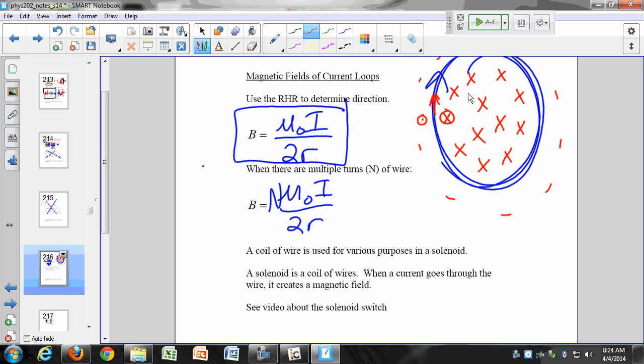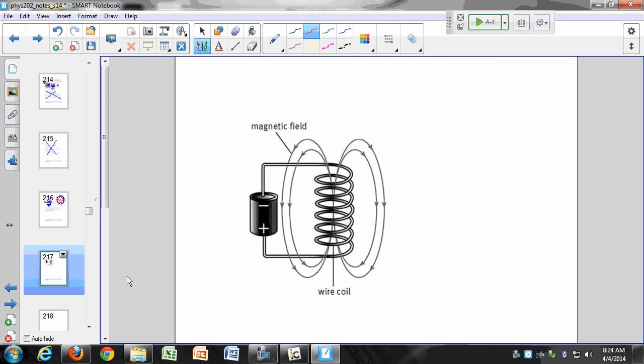We use this for a solenoid switch, the idea of a current loop. Next time we'll watch a video, but let me just show you a picture right quick. In a solenoid, you just have a current running through a coil, and in a solenoid switch, you'll put a little magnet or a piece of steel inside that coil of wire, and when you turn on the magnetic field, it will cause this piece of magnet to either go out or it'll pull it back in. Next time we'll watch a little video about a solenoid switch.